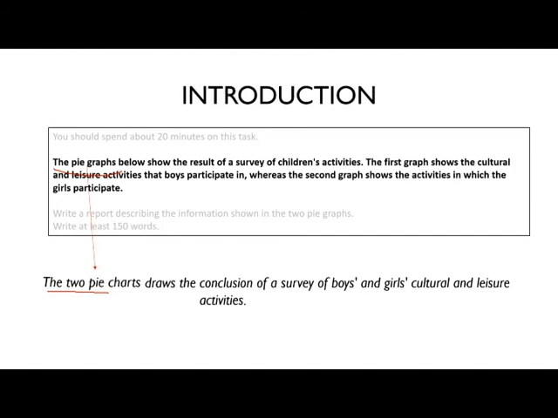Do not write the same question again. Now, instead of the pie graphs, what I've done is I've written the two pie charts.